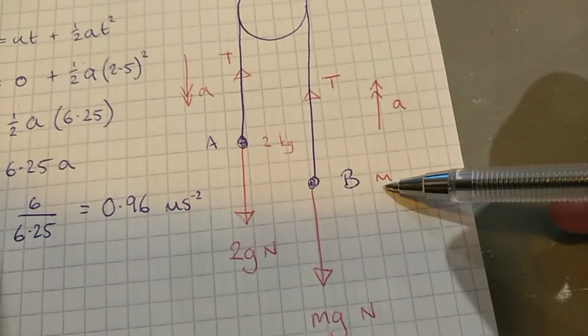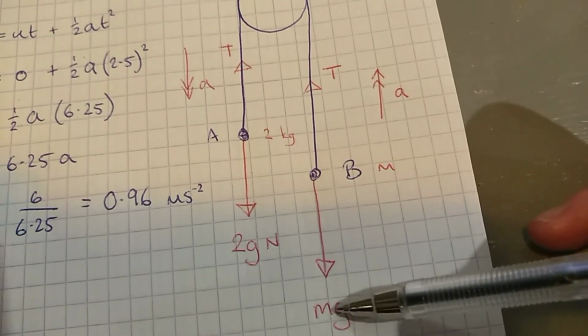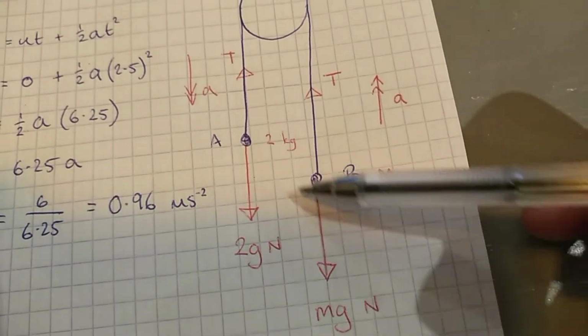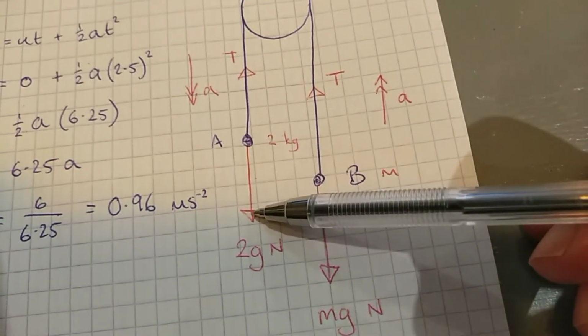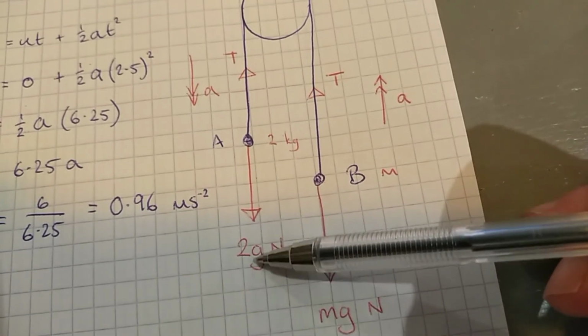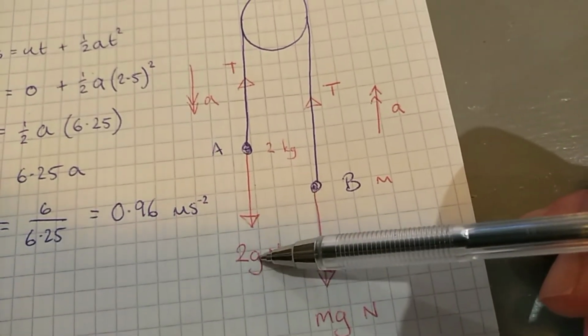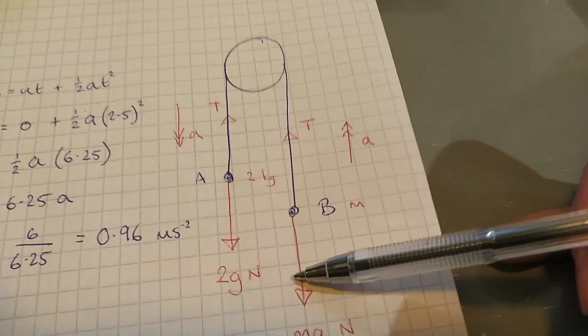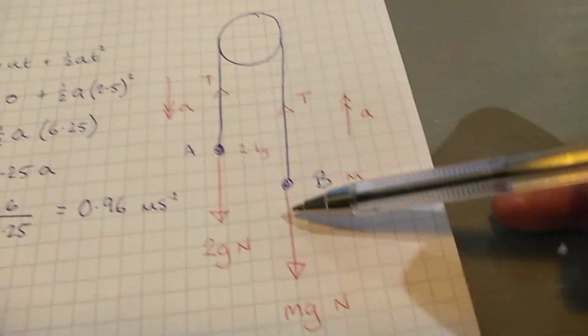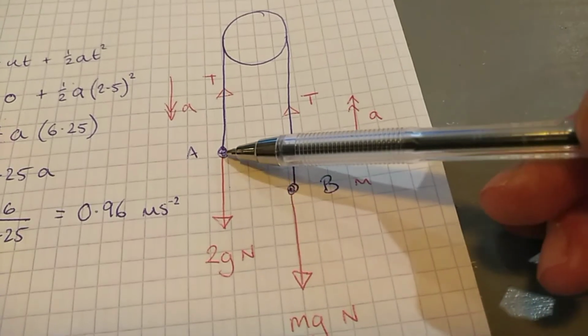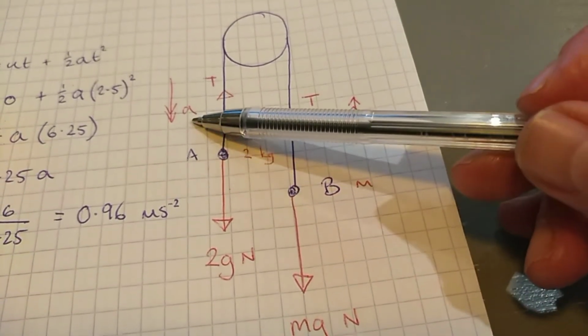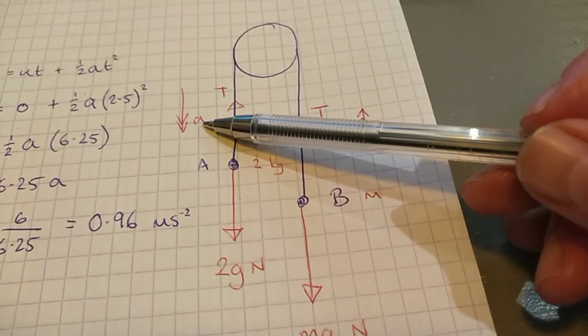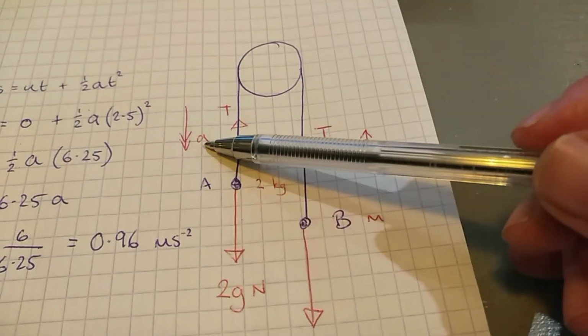But we know the whole system moves. These weights don't balance. We know that A is accelerating downwards, that's down here, and we know B is going upwards. So what's enabling that to happen? Well, what's enabling that to happen is the tension in the string. That's the force that is working on this system. It's the force pulling B upwards, and it's also slowing the acceleration of this 2g.